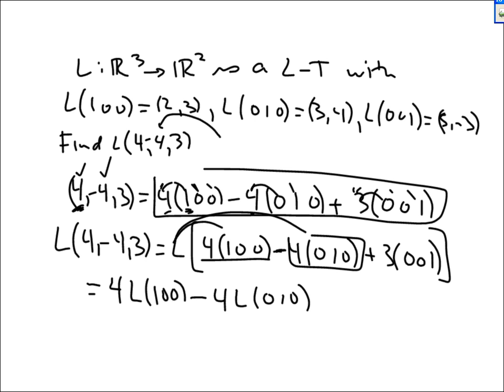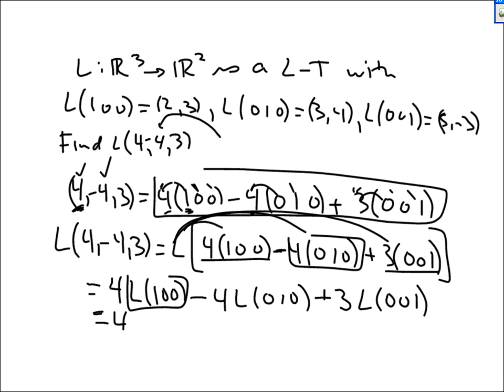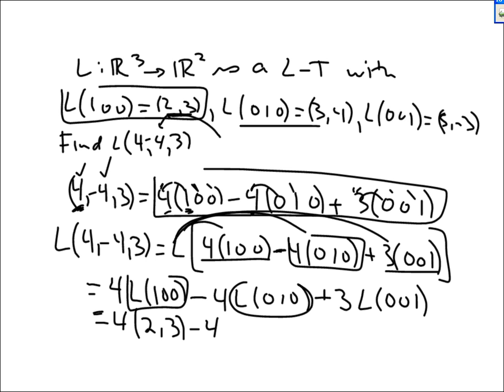L of 0, 1, 0. Plus L of this vector, but the scalar can come out in front. But the nice thing is I know L of each of these. 4 times L of 1, 0, 0, which is 2, 3. Minus 4 times L of 0, 1, 0, which is 3, 4. Plus 3 times L of 0, 0, 1, which is 5, negative 3.